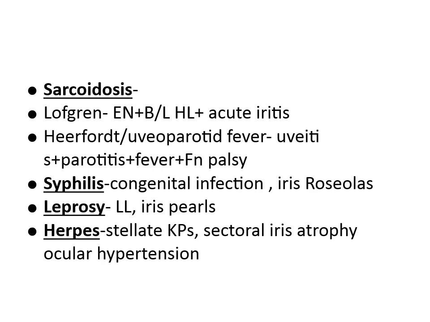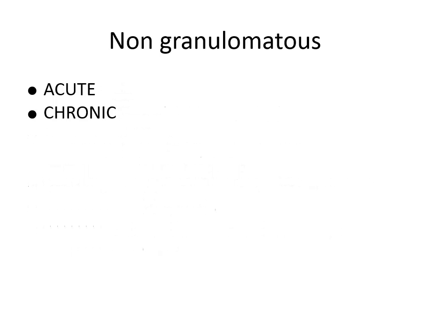Now coming to herpes, both herpes simplex and herpes zoster. Here remember they have stellate keratic precipitates along with sectoral iris atrophy, and more importantly they have ocular hypertension, that is increased IOP. So now we're done with granulomatous uveitis. We know the causes and some key points in each of those conditions.